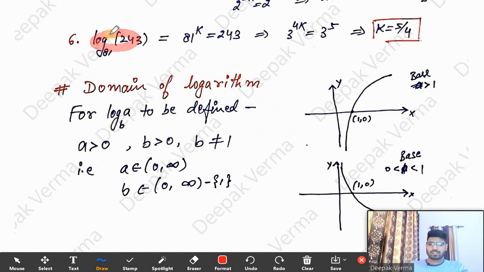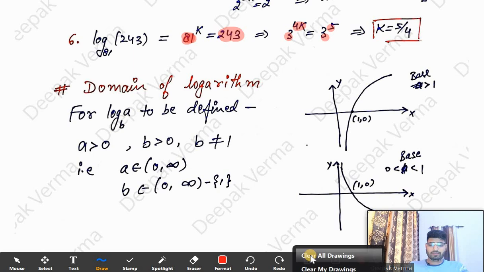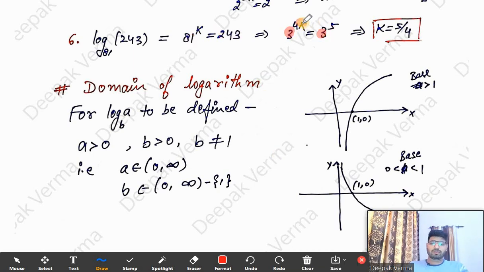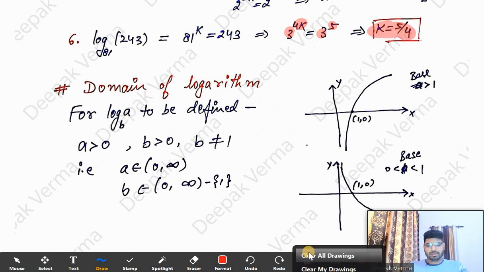Let's say this is equal to a number k, then 81 to the power k equals 243. That is base to the power right hand side equals argument. So 81 we can write as 3 to the power 4. So that is 3 to the power 4k. And 243 we can write as 3 to the power 5. On both sides we have the same base 3. We can compare the powers, so 4k equals 5. So we get k equals 5 by 4. Is it clear? Okay, let's move ahead.